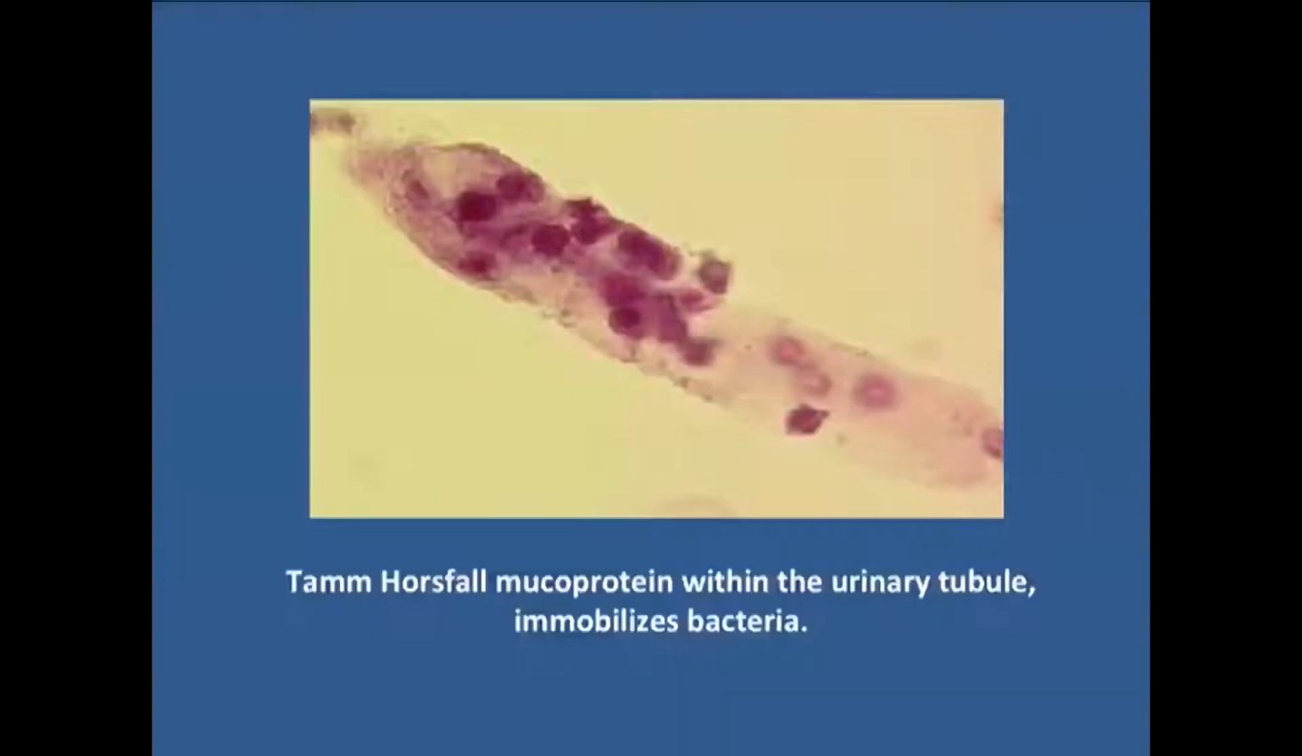Let us consider some aspects of the urinary system. In the urinary system, the most important structure is the urinary tubule inside the nephron. They produce a typical mucoprotein called Tamm-Horsfall mucoprotein present within the urinary tubule. They actually trap the bacteria and make them immobilized. They don't allow them to move, and thereby the growth of the bacteria may be arrested, and the urinary tract infection may be arrested.